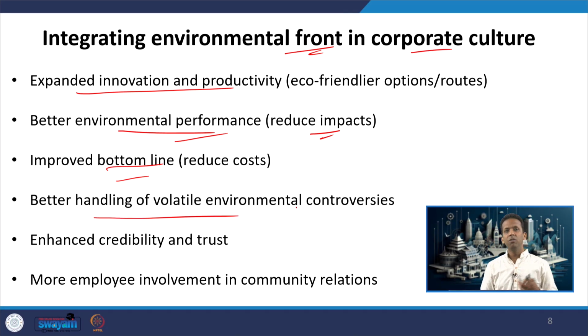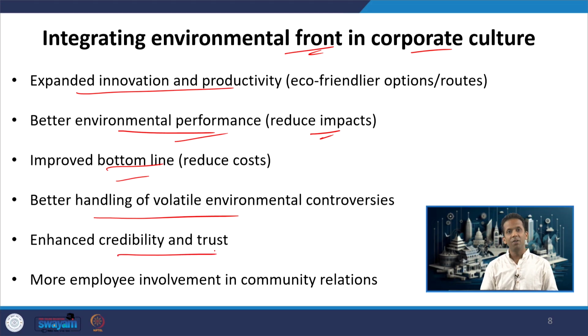Better handling of volatile environmental controversies. Whenever there is a new company coming up in an environmentally sensitive area or an area where a community is living nearby, there would be some controversies, and to handle them in a better way, if there are people in the company who know about environment and sustainability, those kinds of issues would be handled better.